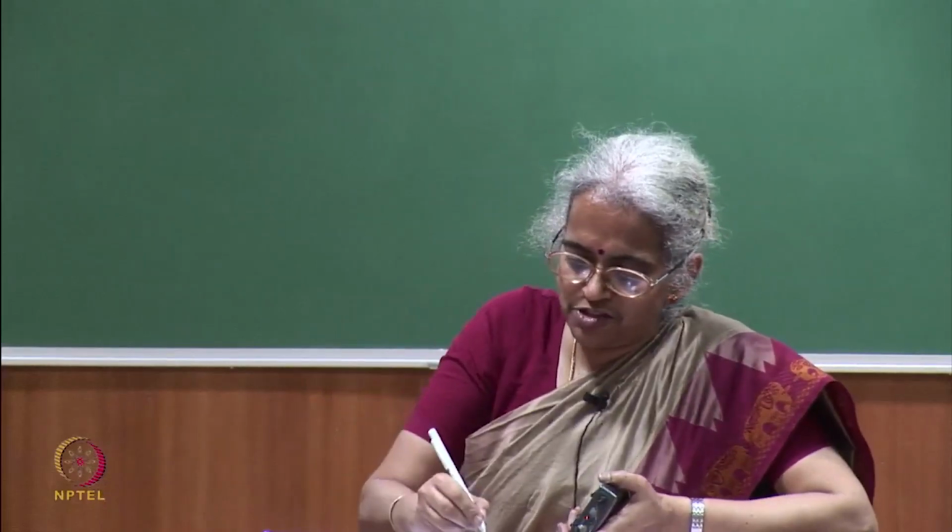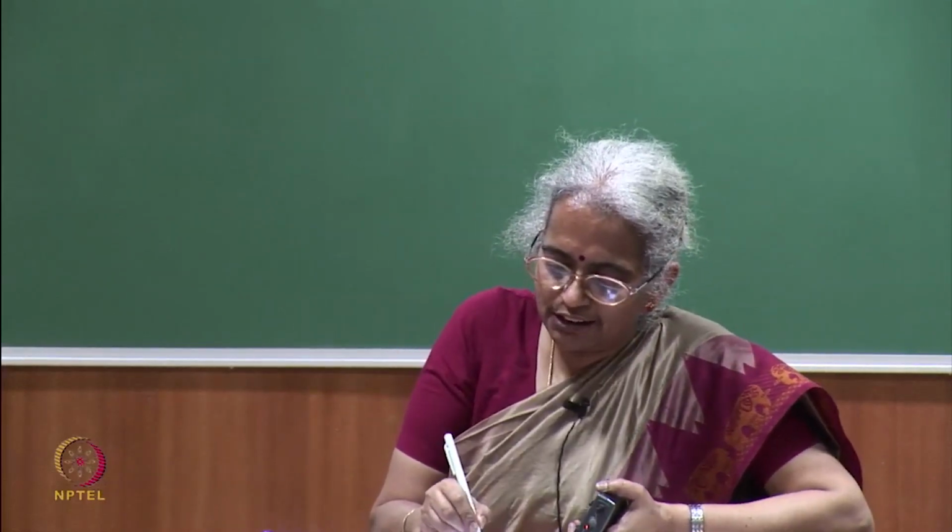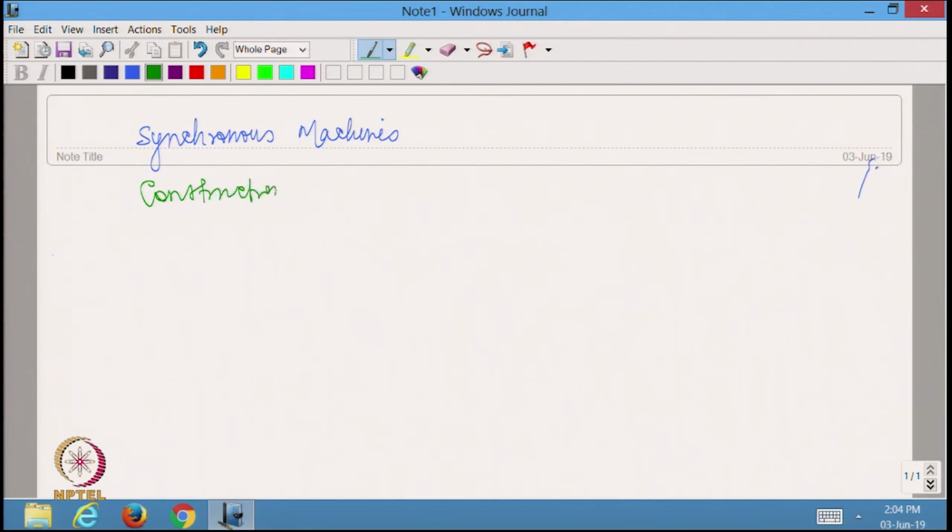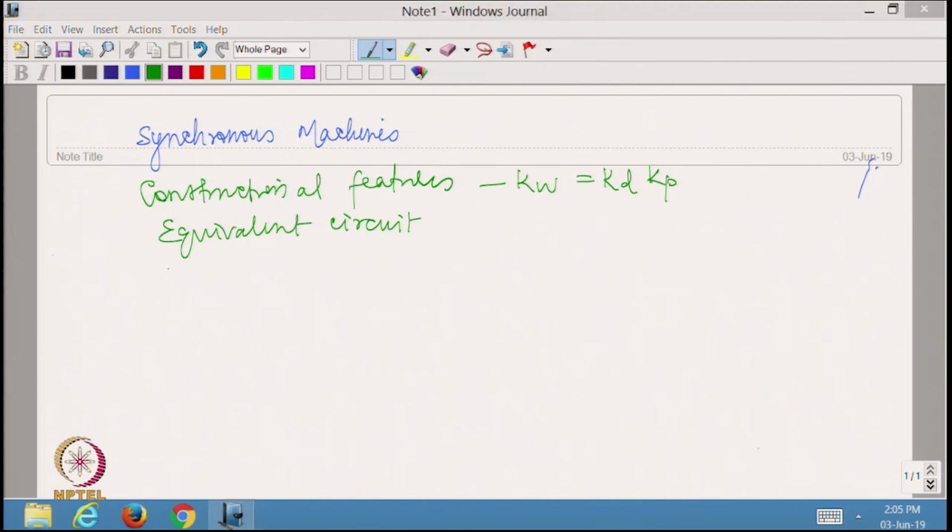Okay. We had looked at synchronous machines in terms of their constructional features, in which we had talked about winding factor, which consists of distribution factor and pitch factor. Then we had looked at the equivalent circuit. Then we had also looked at when a generator is synchronized with the bus bar, so how synchronization is done.